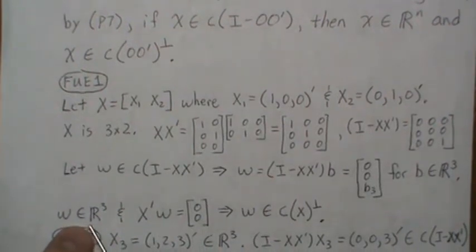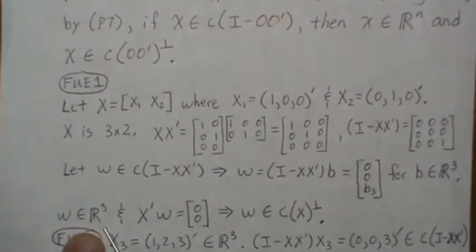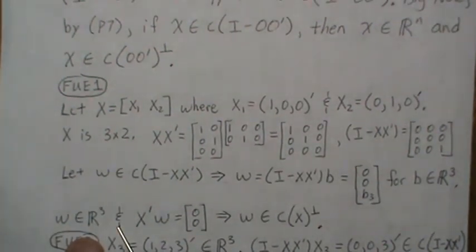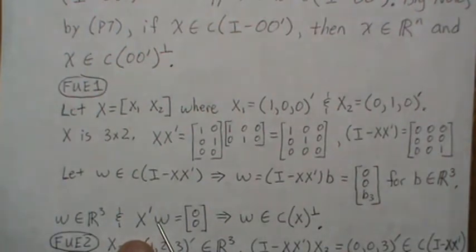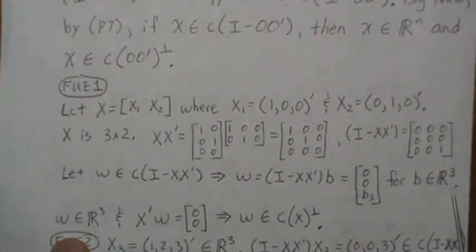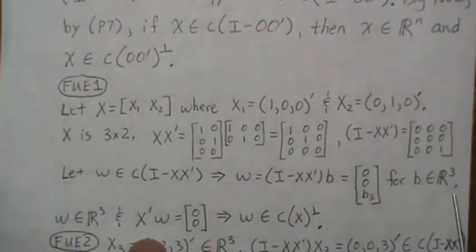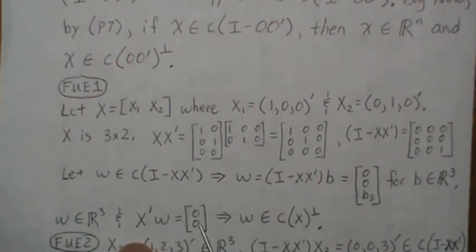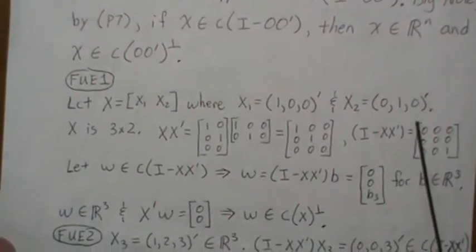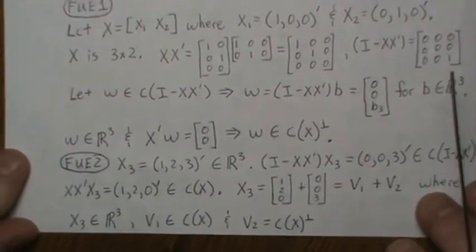So then, if we let W be in R3 space, and it's in the orthogonal complement space. No, this is not coming out right. So this B is in R3, so then W is in 3 space, and just by definition, if the projection onto the column space of X is 0, then it's in the orthogonal complement space of X. Okay, so that was kind of a little difficult there, but let's go through a specific example.